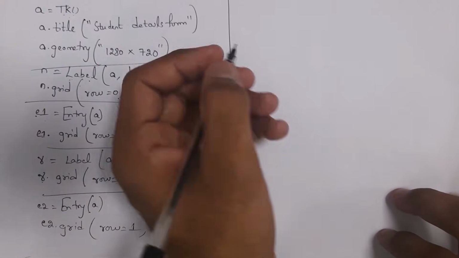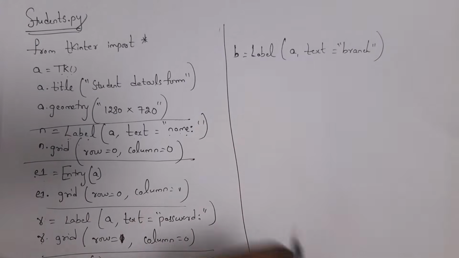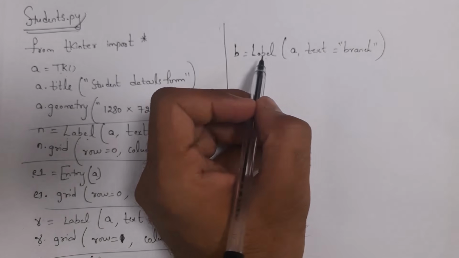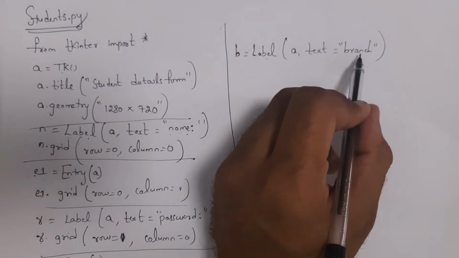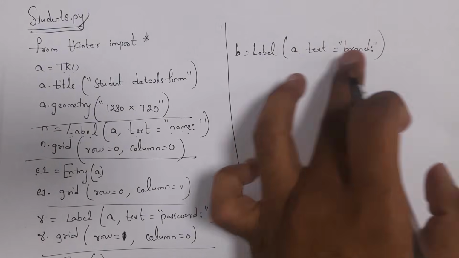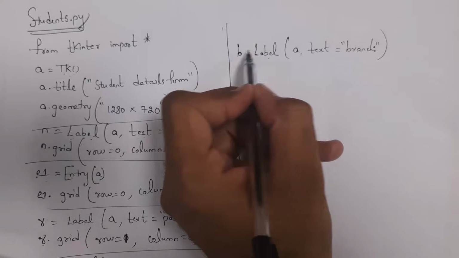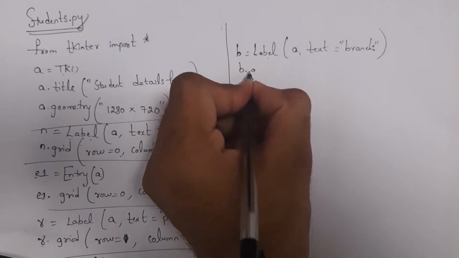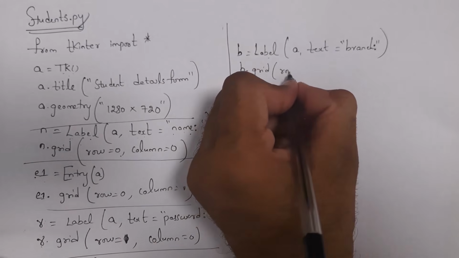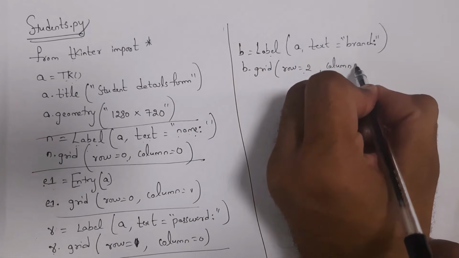You can take any variable name. I am creating Branch, so I am taking variable name as b equal to. So just write here b equal to Label. By using the Label method we can create text, and I am giving the text as Branch. So in double quotation take Branch, and I want to place this Branch in third row, first column. My label is present in variable b, so write b.grid. Inside grid I am giving row equal to 2, which is the third row, and column equal to 0.